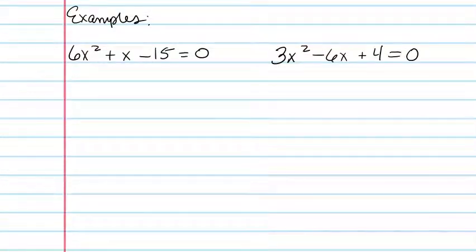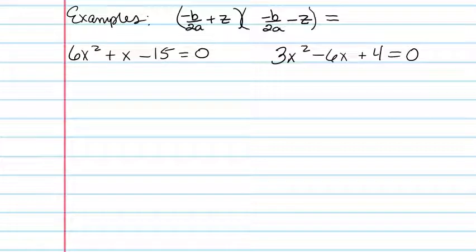Okay, so now we're going to do the new method, and again it's negative b over 2a plus z, that's one of my answers. Negative b over 2a minus z, that's the second answer, and the two answers have to multiply to equal c over a. So you will deal with some fractions, particularly on this next one, but we'll see how it works out.